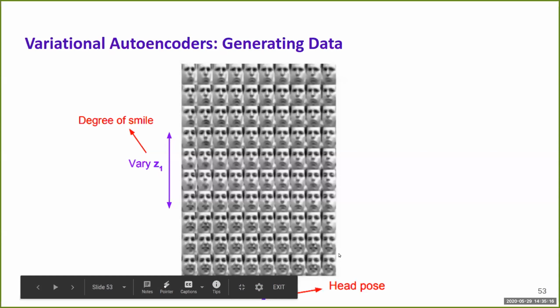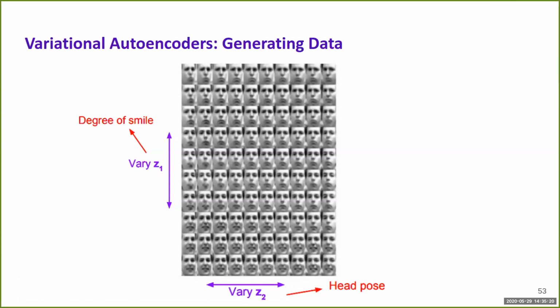So this is an important image actually. Could you explain to them what each image is here, and how we pick the images as we vary Z1 and Z2?